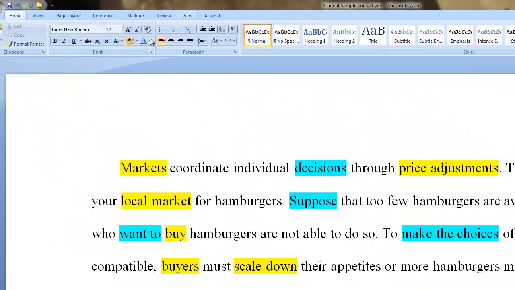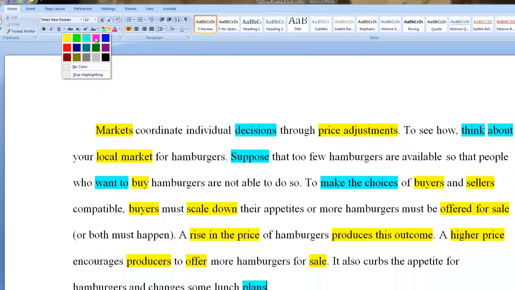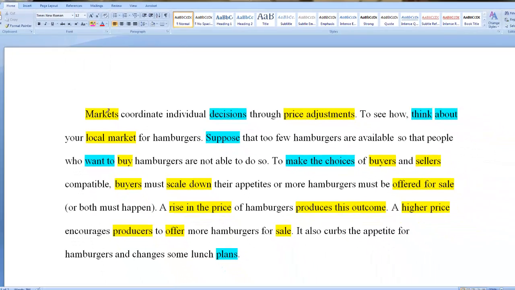Okay, and then let's come back again, choose another color, my all-time default pink. And we have markets, coordinate individual decisions through price adjustments. You can see we have this word through, we have to see how, but there's no words there that warrant their own highlights. It's not until we get to hamburgers that we have another noun that's really truly meaning carrying in a different way than markets or decisions was.